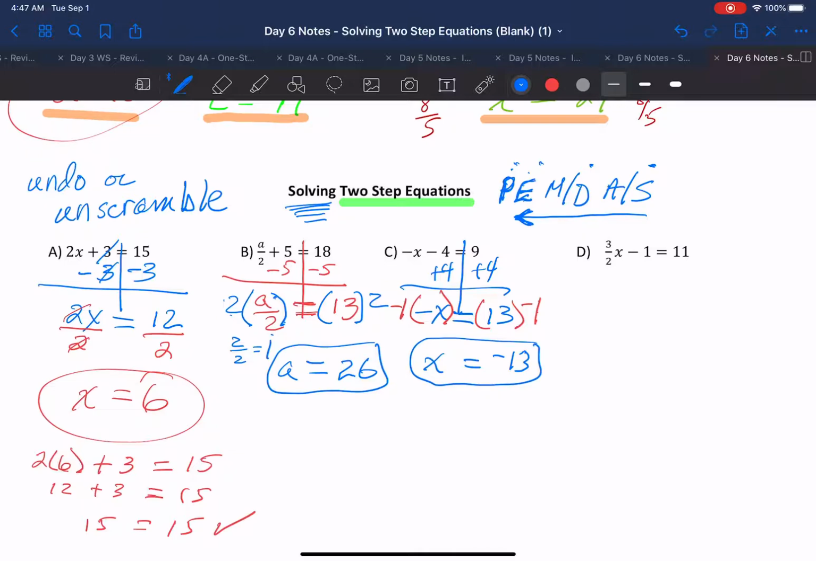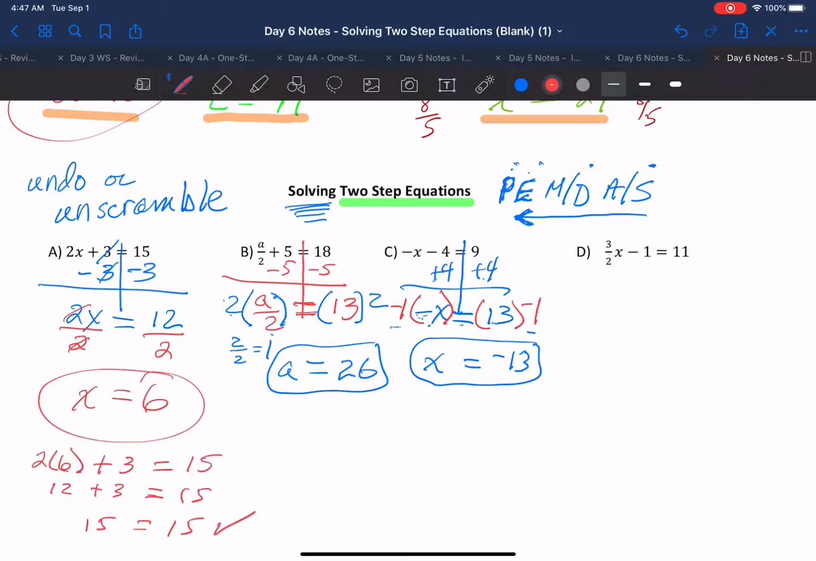All right, so one thing here is when we add 4 to both sides, we get negative x equals 13, but we don't want negative x, or the opposite of x. So we've got to get rid of the negative sign here. The way we do that is we multiply both sides by negative 1. By multiplying both sides by negative 1, a negative times a negative is a positive x. So negative 1 times negative x is a positive x. 13 times negative 1 is negative 13.